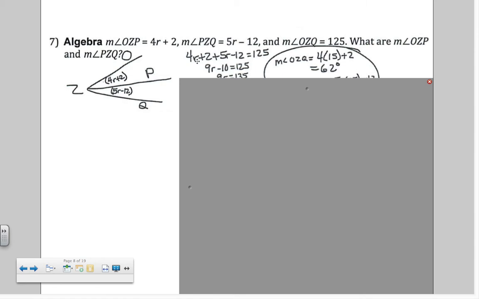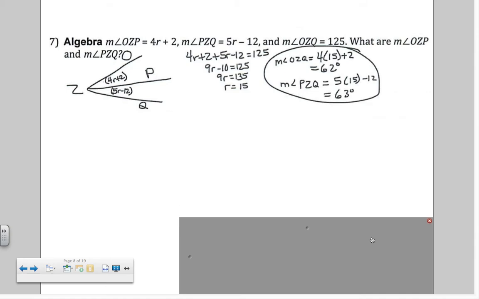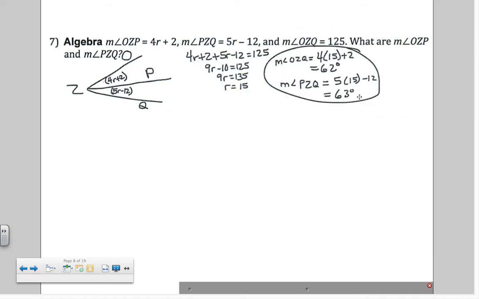So I add them together, set them equal to 125. I simplify and solve: 2 plus negative 12 is negative 10. I add 10 to both sides and divide by 9. I get r is 15. It's asking for the two angle measures, so I've got to plug it back in to my 4r plus 2 and to my 5r minus 12. And I get 62 and 63 degrees. So be careful on these next few problems to make sure you draw it out correctly.